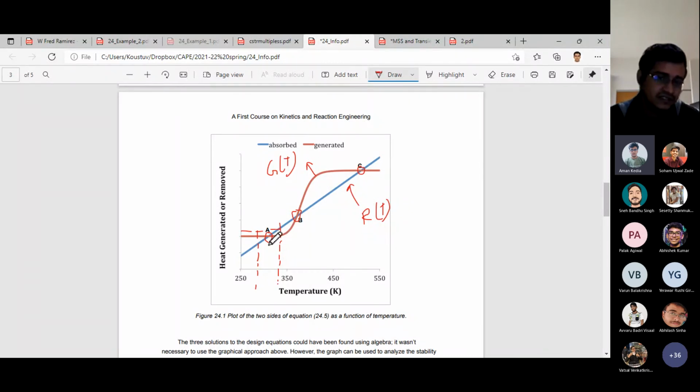That means if we operate the reactor at this steady state point, then we are actually safe. We are not running away. Since heat removal and heat generation are simultaneously present, they are not causing the temperature to drift from this steady state point. So this steady state point is called a stable steady state point. That means you are able to operate the reactor at this point in a very stable manner. You are not having any difficulty.